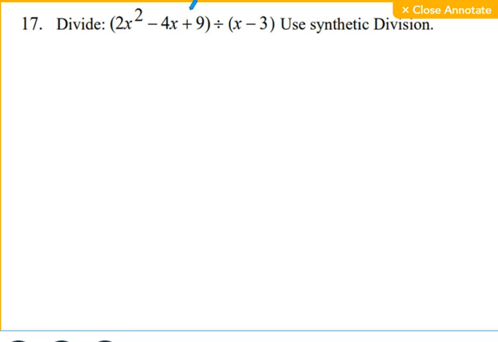So let's look at the first one. Second degree, first degree, 0 degree. Is it in standard form? Yes. How about this one? First degree, 0 degree? Yes. All right. So what's so different about this one, Mr. Q?